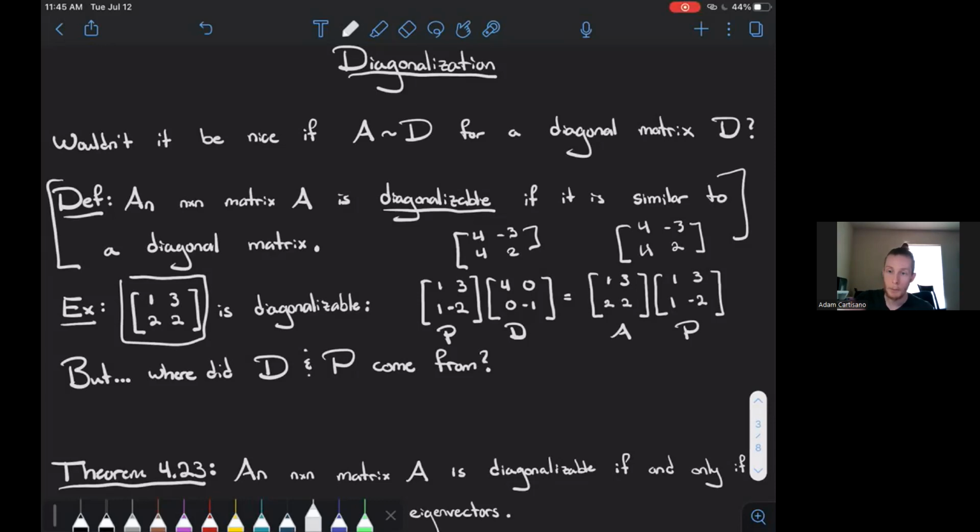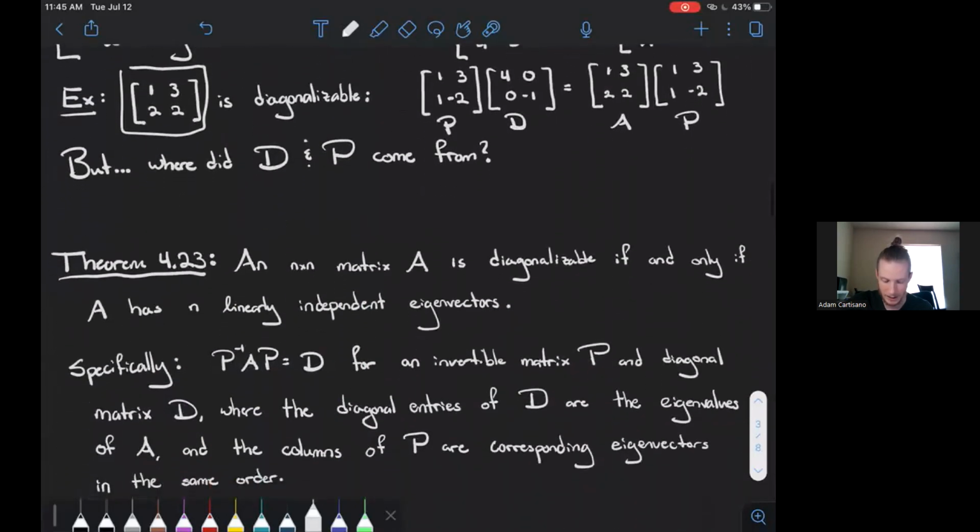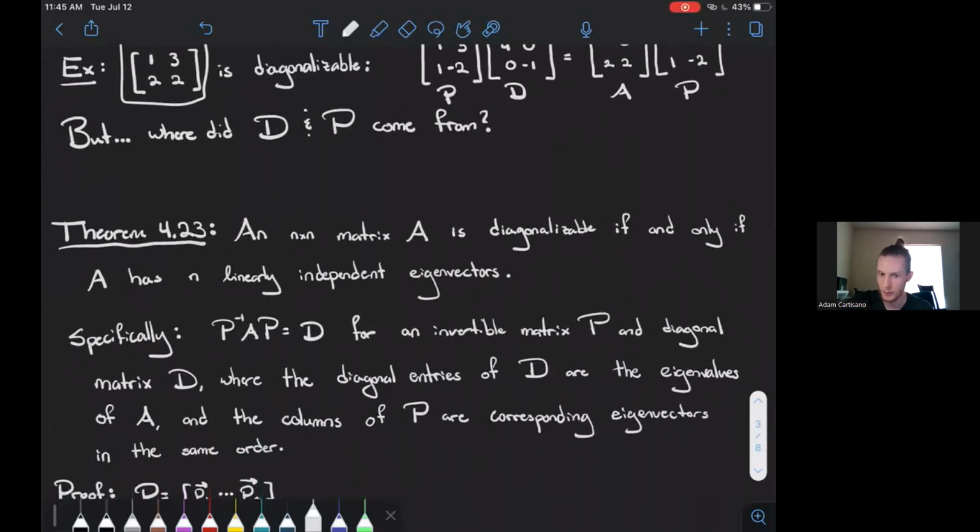Okay, well, anyway. But the question is, we still need to slow down here. I keep conjuring this matrix P out of nowhere. And frankly, I also conjured a diagonal matrix D out of nowhere. Where did they come from? Okay, so first, before we say where they came from specifically, we have a characterization of diagonalizable matrices.